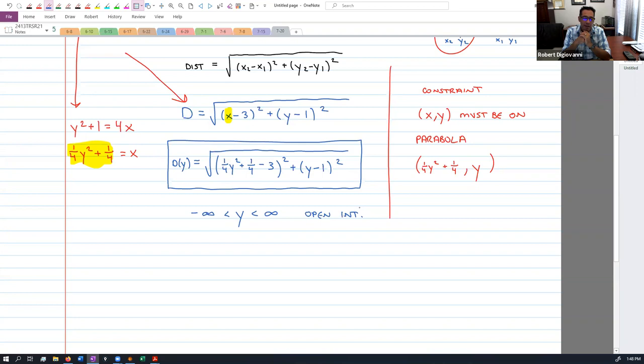We are trying to find the minimum distance, right? Which means we have to take the derivative of this. And that is going to be pretty bad because you've got a square root and then all this crap underneath. This looks a lot like the bonus problem, if you did the bonus problem.